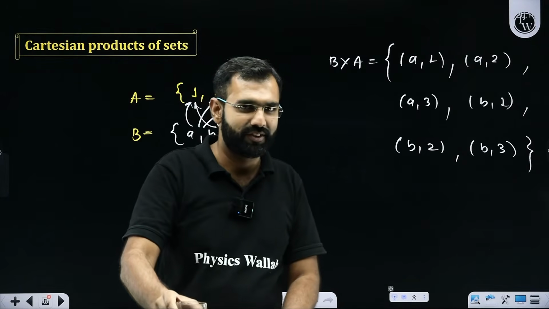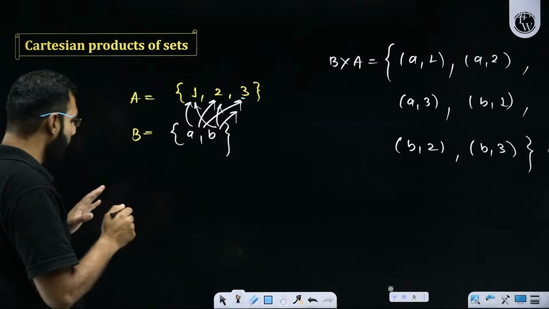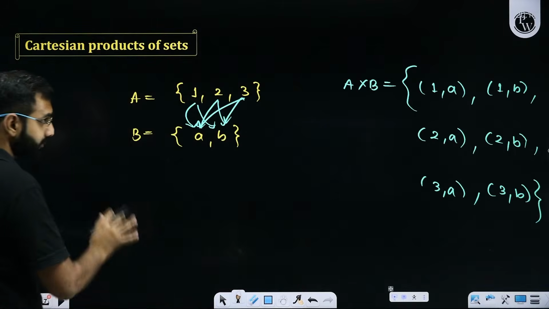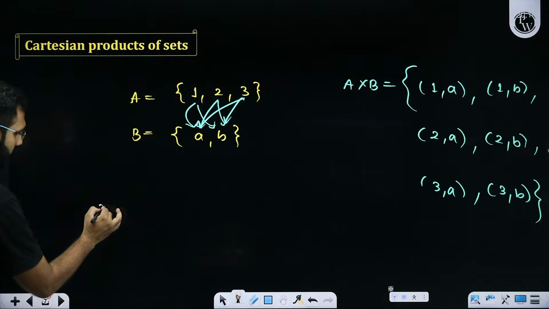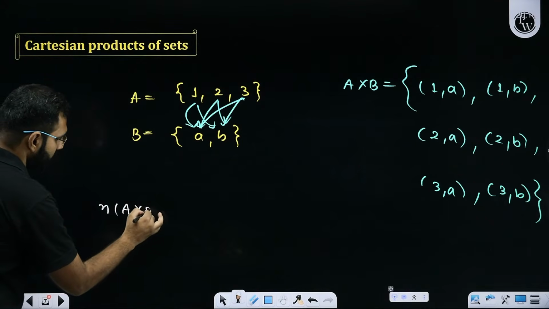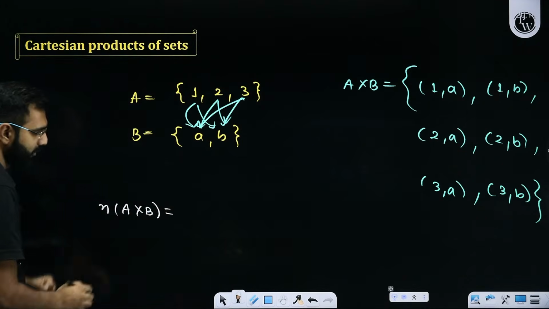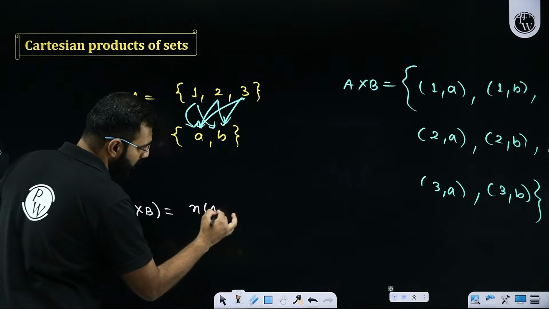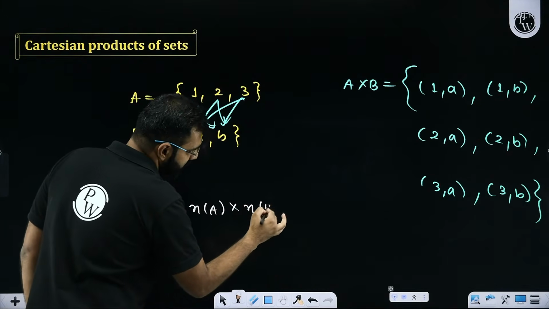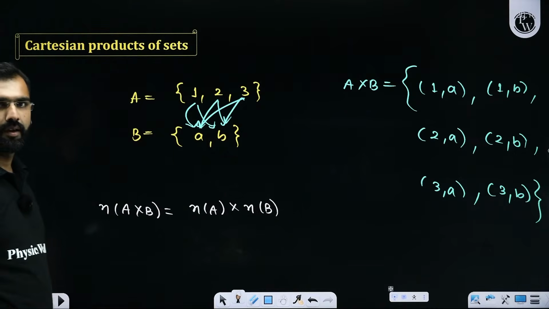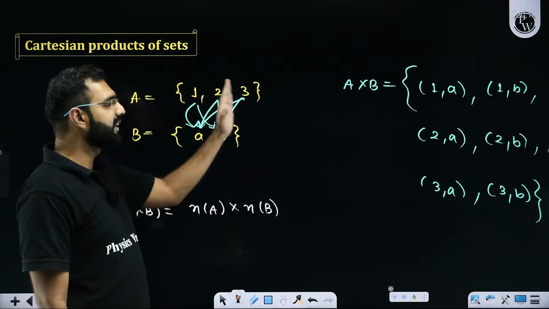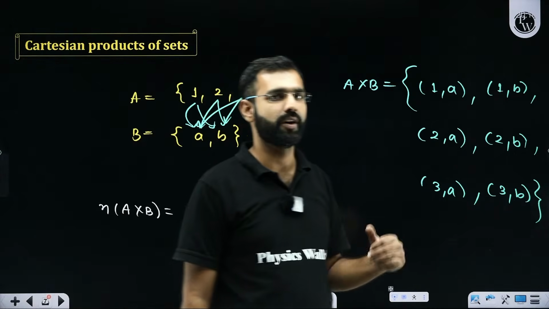That's good, Vijay. Brilliant. Keep it up. So I hope everybody is very clearly realizing, when I wish to talk about the number of elements in A cross B, the cardinal number of the set A cross B can be equal to the number of elements in A into the number of elements in B, because all of these three elements are mapped with these two elements.